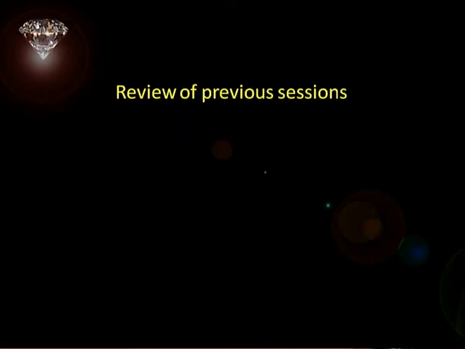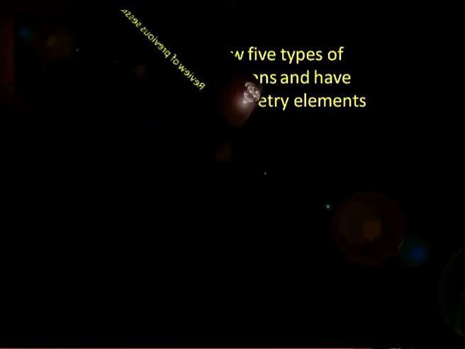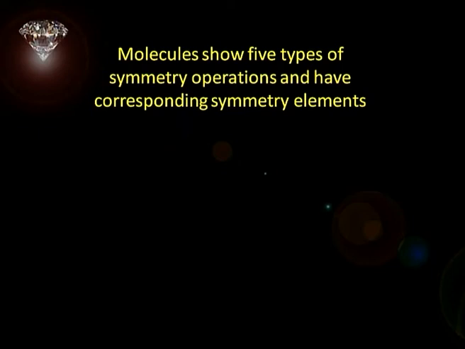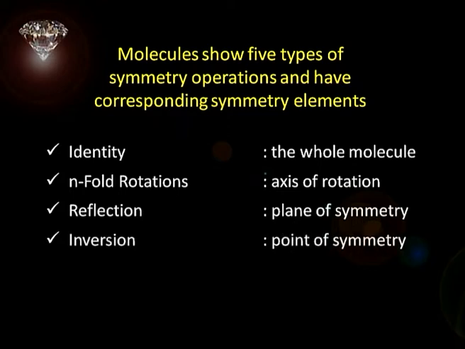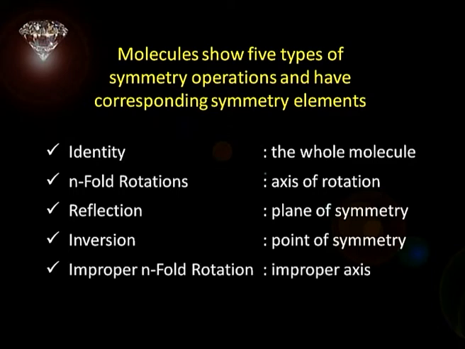Let us briefly recall what we did in the previous session. Molecules show 5 different types of symmetry operations, and of course there are corresponding symmetry elements. The operations are identity, for which the whole molecule is the symmetry element, then n-fold rotations, for which the symmetry element is the axis of rotation. Thereafter we talked about reflections, wherein the symmetry element is the plane of symmetry. Then we had inversion, wherein the point of symmetry was the symmetry element, and lastly we talked about improper n-fold rotation, where the improper axis was the symmetry element. So that is all we did in the case of molecules.